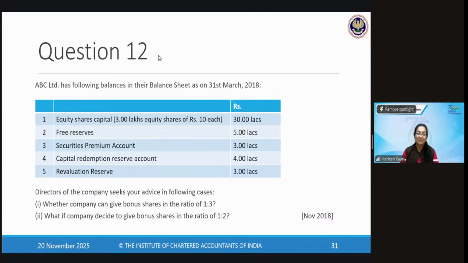For Section 63, issue of bonus shares will be applicable. We can issue bonus shares out of free reserves, capital redemption reserve, and securities premium account. And if we issue in the ratio of 1:3, then we have to issue 10 lakh rupees, which we can adjust in the amount of reserves. Can we use the revaluation reserve also? No, it is not a free reserve.